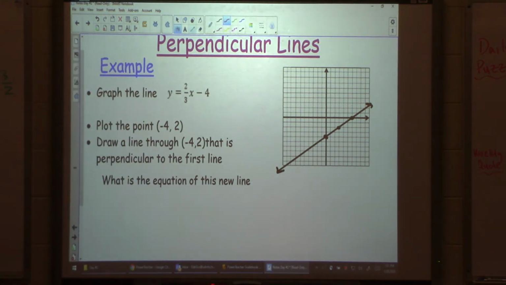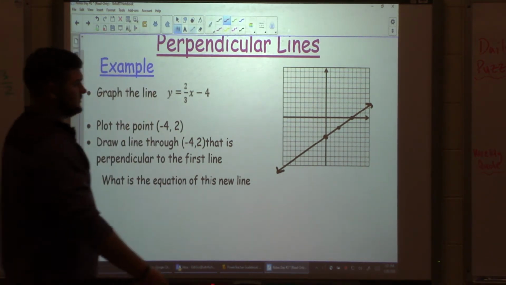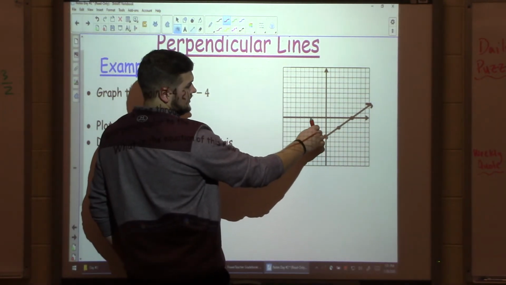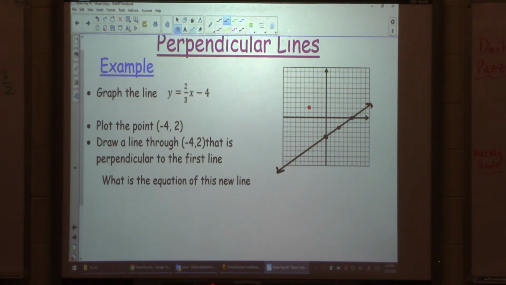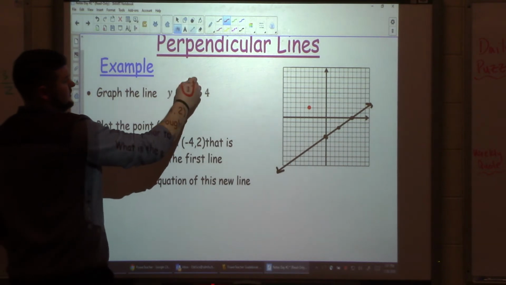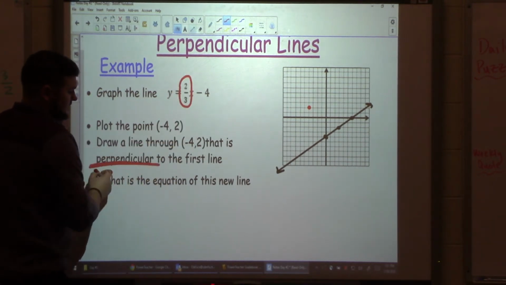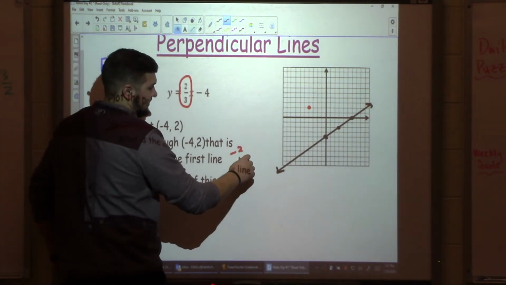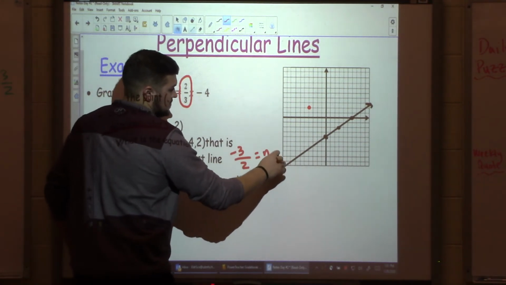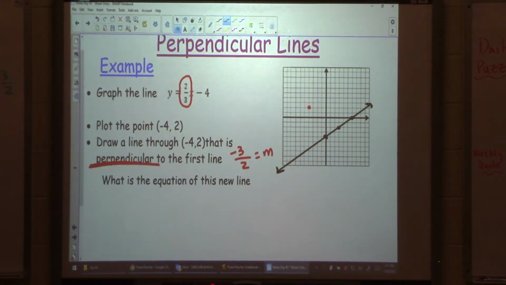Second part says plot the point negative 4, 2. Well, 1, 2, 3, 4, 1, 2. It's negative 4, 2. Draw a line through that point that is perpendicular to your first line. Well, the slope for my first line was 2/3. If I want it to be perpendicular, I need the opposite reciprocal of 2/3, which would be negative 3 halves, or negative 3 over 2. So my new line has a slope of negative 3 over 2.